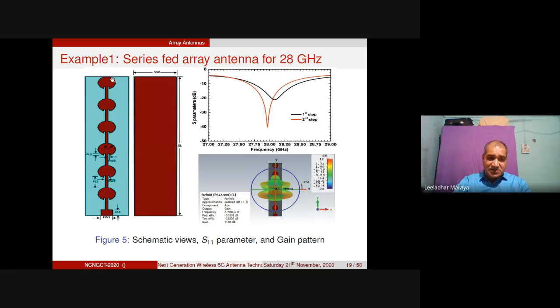So 6 circular shaped patches with the inset feed are used here to produce a gain of 12 dBi. 12 dBi, right? So here we can find that the single patch in this step 1 is unable to show a very low value of the return loss, right? And if you look at the 6 circular patches with the inset feed, they are able to provide a very low value of the return loss. So that is one of the advantages.